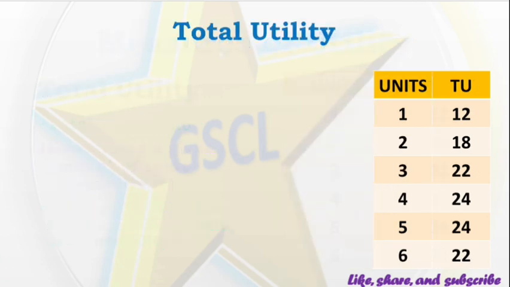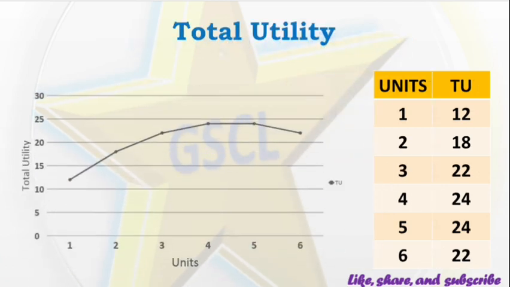The same could be represented on a graph as follows. Here, the x-axis represents the units of the commodity consumed and the y-axis represents the total utility derived after consuming.